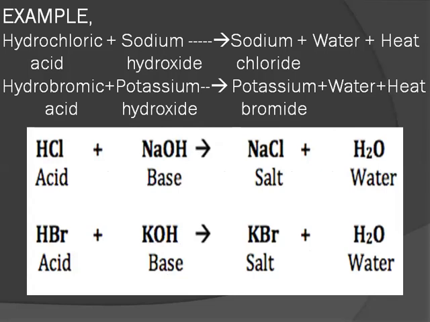A few examples of formation of salts are given here. Hydrochloric acid reacts with sodium hydroxide, gives sodium chloride and water. Similarly, hydrobromic acid reacts with potassium hydroxide to give potassium bromide and water. The neutralization reactions are always accompanied by release of heat. Hence, they are examples of exothermic reactions or exothermic change.